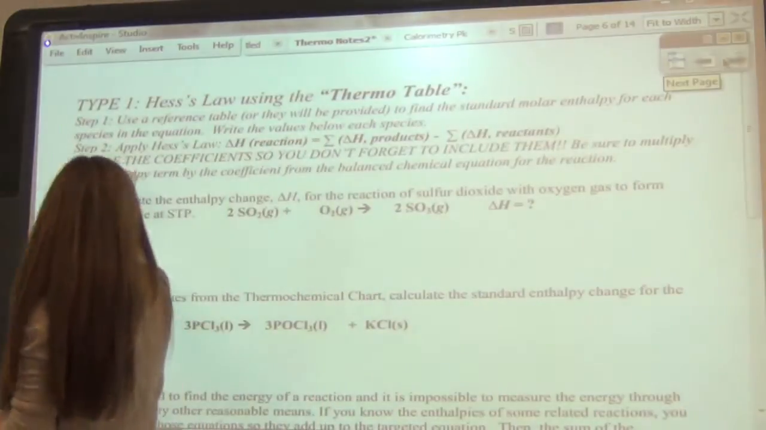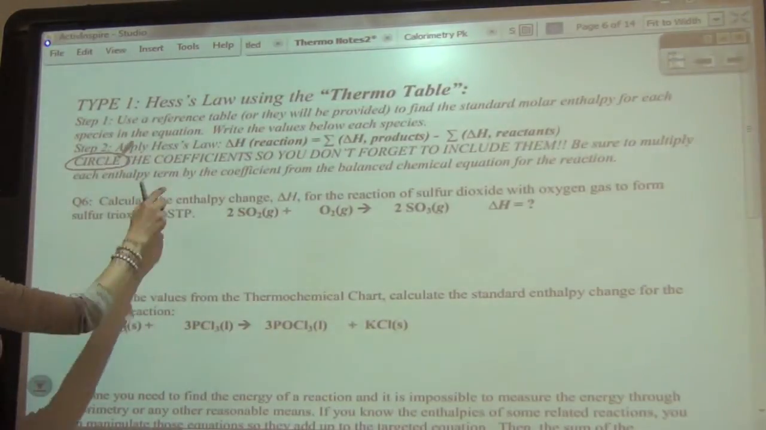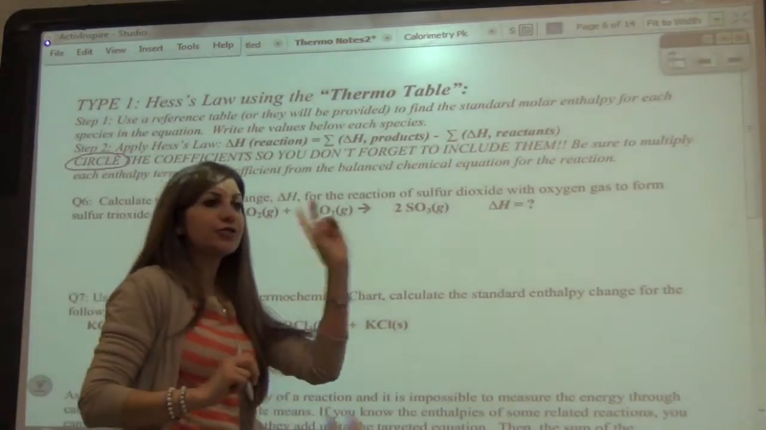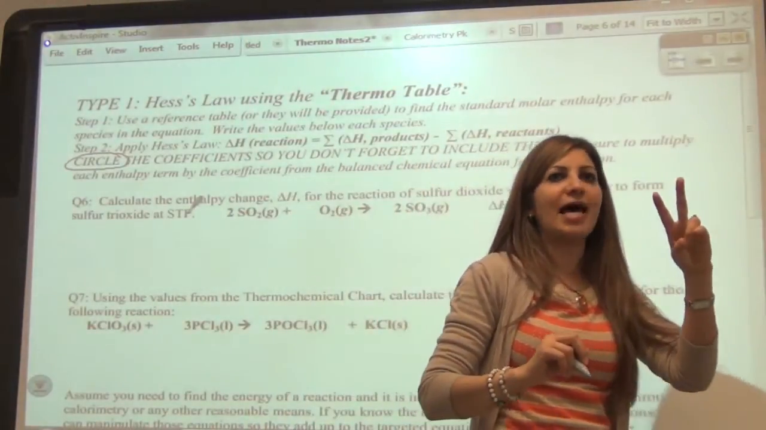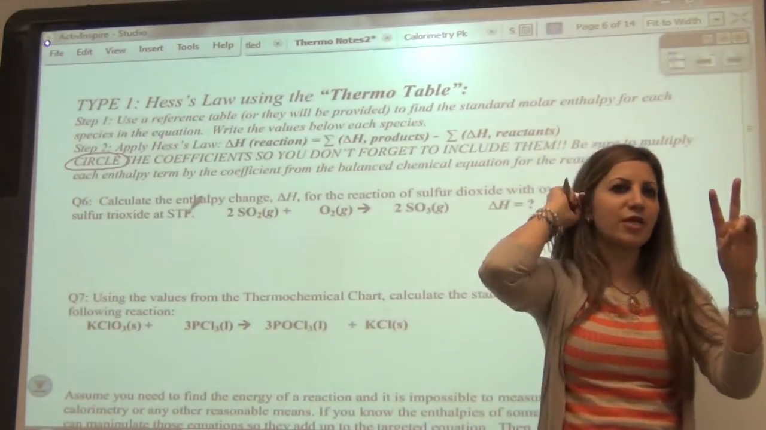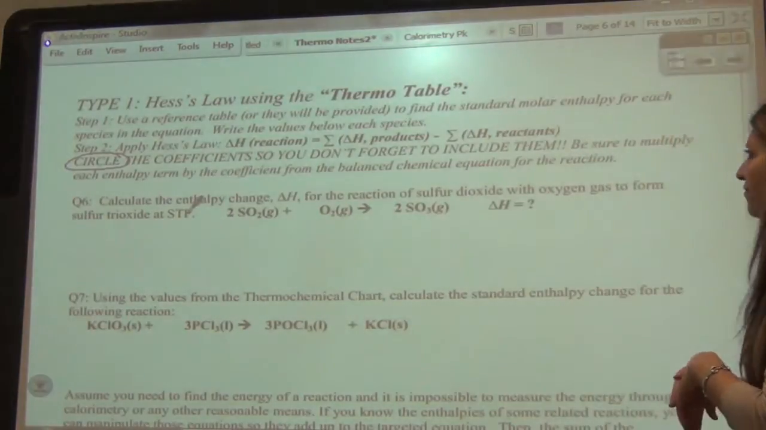One thing that I'm going to tell you to do is circle the coefficients so you don't forget to include them. Because if you have 2 salts, 2 NaCl's, you have to multiply your NaCl value by 2, okay? So that's the only thing, you have to take your coefficients into account.